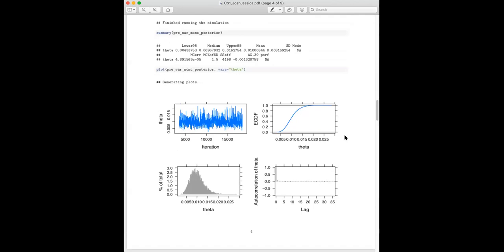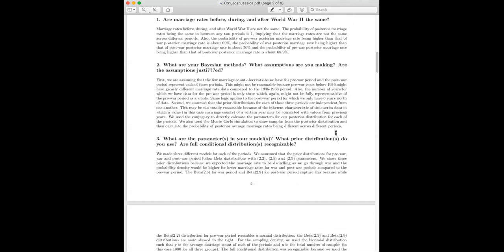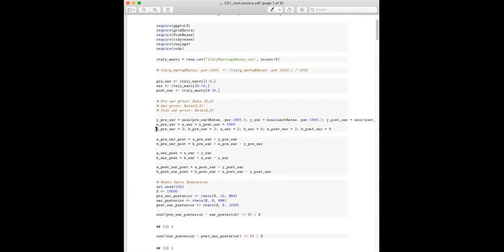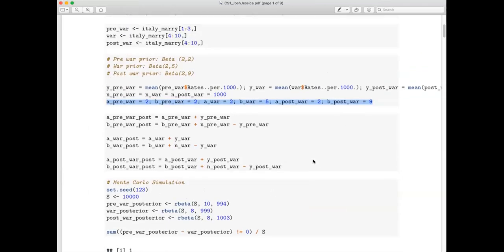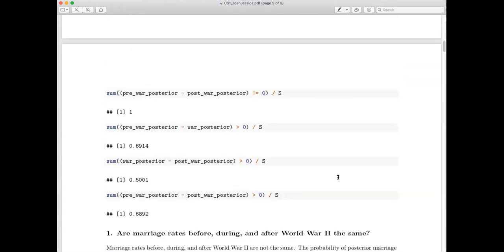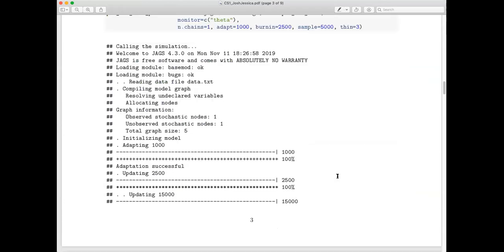So for the pre-war prior distribution, we chose beta 2, 2, which resembles a normal distribution. And then for the war period, we chose beta 2, 5, which is slightly more skewed to the right, with a longer tail to the right. And then for the post-war period, we chose beta 2.2, 9, which is even more skewed. So that was our prior beliefs, and we wanted to see if the data we have can sharpen our beliefs and allow us to see if the prior beliefs we have are still valid after we use the data to sharpen it.